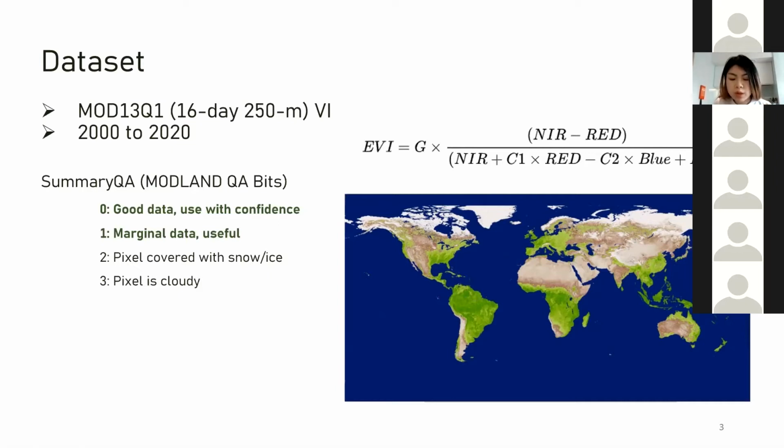So we chose to use the EVI as the index to study because it can correct for atmospheric influences by using the reflectance, and it performs well in areas where more dust is expected, like the region that we're studying.